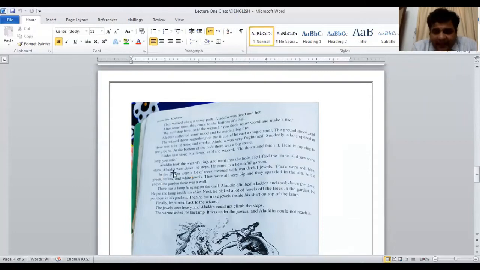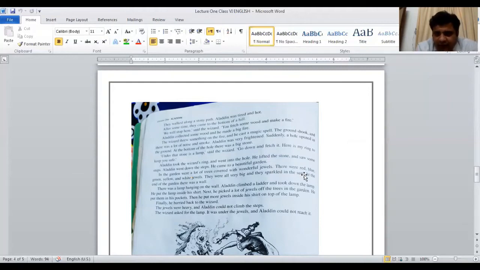In the garden were a lot of trees covered with wonderful jewels. Dear students, here the meaning of jewels is a kind of jewelry, or a kind of stones which are very precious. So Aladdin saw in the garden a lot of trees covered with wonderful jewels.